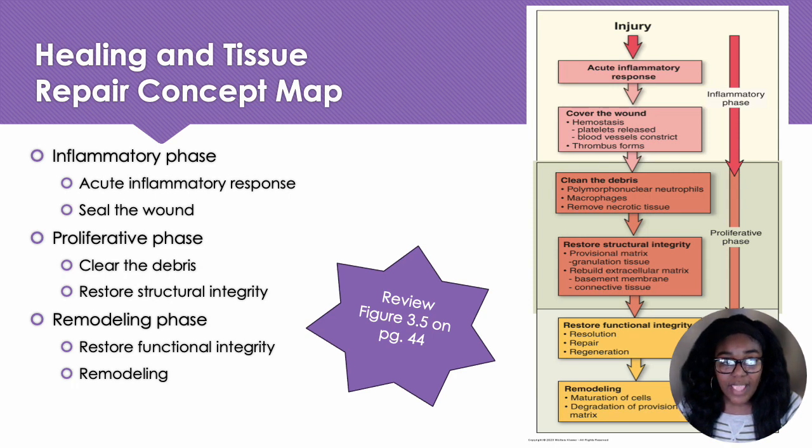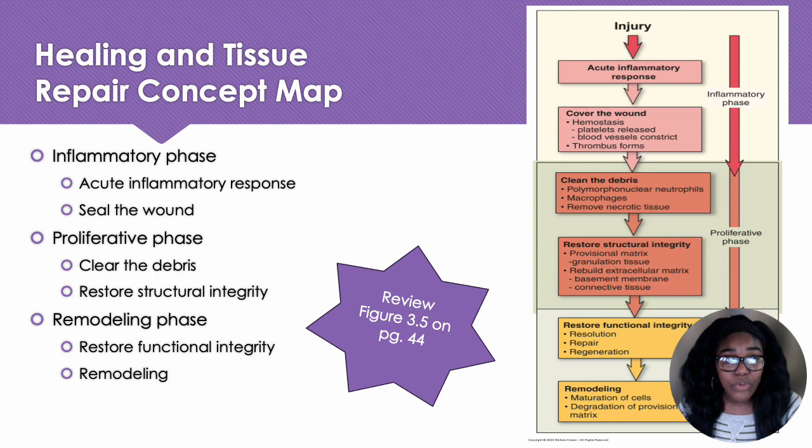And then we finally have the remodeling of the cells. We have the degradation of the provisional matrix. So that matrix that we started to see with rebuilding is now fading away. And then the maturation of those cells that were once damaged and we had to replace, those cells are now maturing into the new cells that will function fully as if nothing has happened to that area.